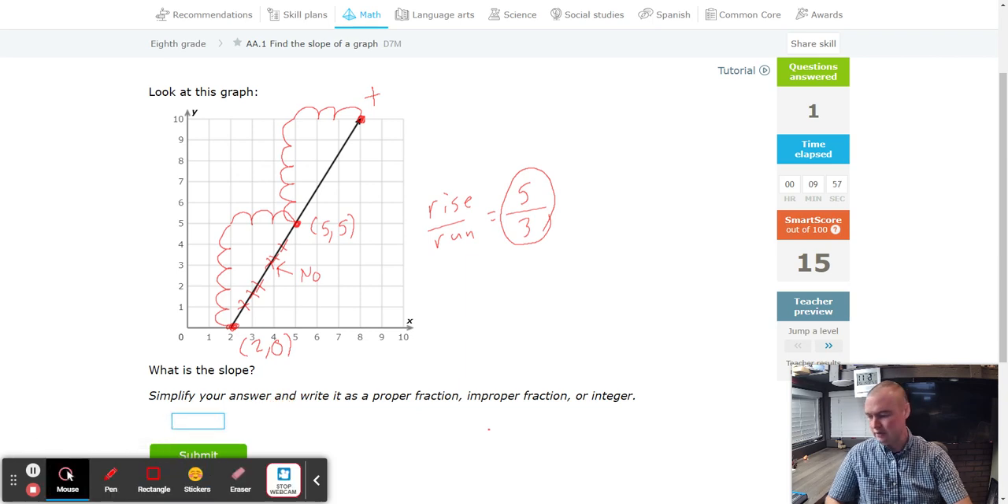All right, let's put that in. We're going to do 5 over, okay, use the question mark key, it's the same key as the question mark, 3. 5 over 3. Again, leave it as an improper fraction. And it even says right here, simplify your answer and write it as an improper fraction. So we're going to use an improper fraction.